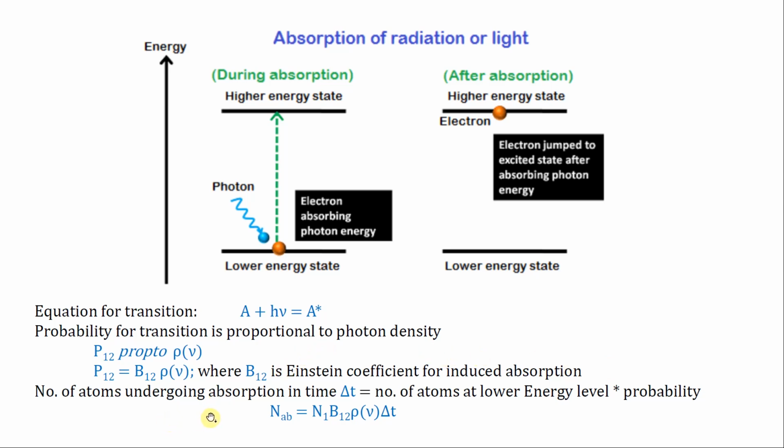Now the total number of atoms which undergo such absorption in a particular time delta t, I can get if I know this probability P12 and how many atoms are there at this energy level 1. So if I have n1 number of atoms at the energy level and probability is P12, then the total number of atoms undergoing the absorption at a particular time delta t is n absorbed equals n1 into P12, or n1 into B12 rho nu delta t.